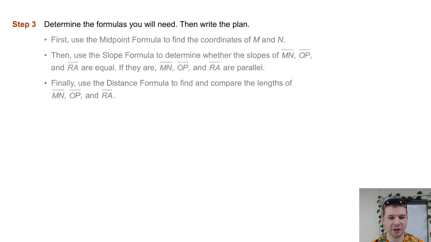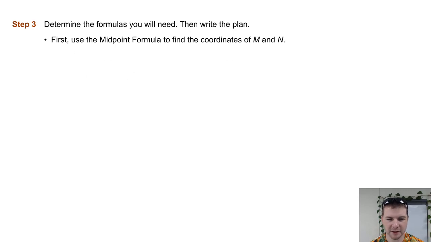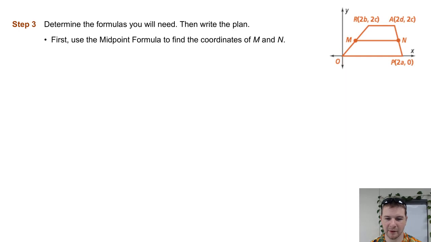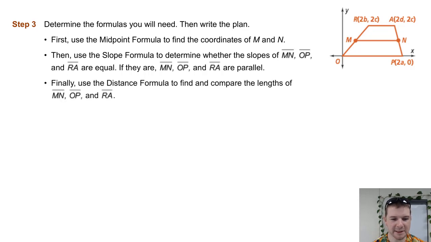Step 3. Determine the formulas you will need. Then write the plan. First, use the midpoint formula to find the coordinates of M and N. Remember, those will be the endpoints of our midsegment. Then use the slope formula to determine whether the slopes of segment MN, segment OP, and segment RA are equal. If they are, segments MN, OP, and RA are parallel. Finally, use the distance formula to compare the lengths of the segments MN, OP, and RA.